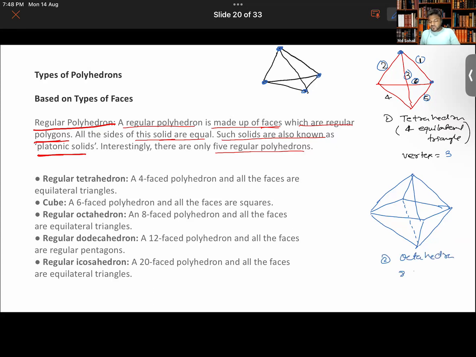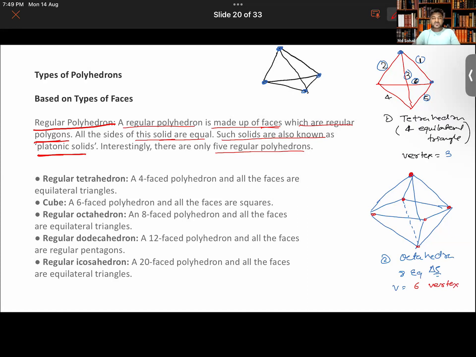In an octahedron, you've got 8 equilateral triangles. So count the number of vertices in it. Six. Let me mark them: 1, 2, 3, 4, 5, 6. Very good. So there are 6 vertices in it.